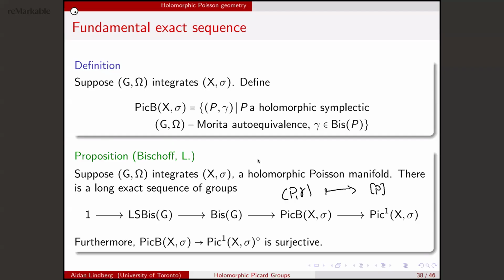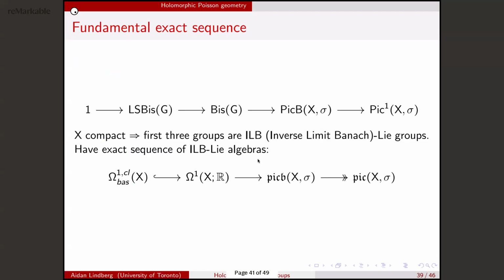The kernel of this map is another group. It's the group of bisections of the groupoid. The kernel of this isn't exactly Bis, though. It sits in this long exact sequence. I don't know if it's proper to call this a long exact sequence, since that maybe implies that it goes on forever. It's not a short exact sequence. It's an exact sequence. Okay, so here's our exact sequence.